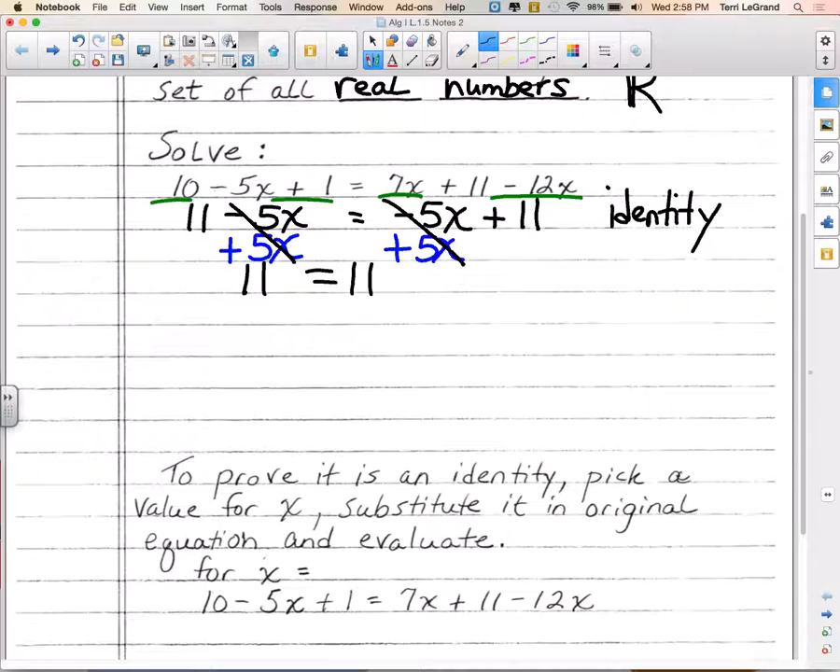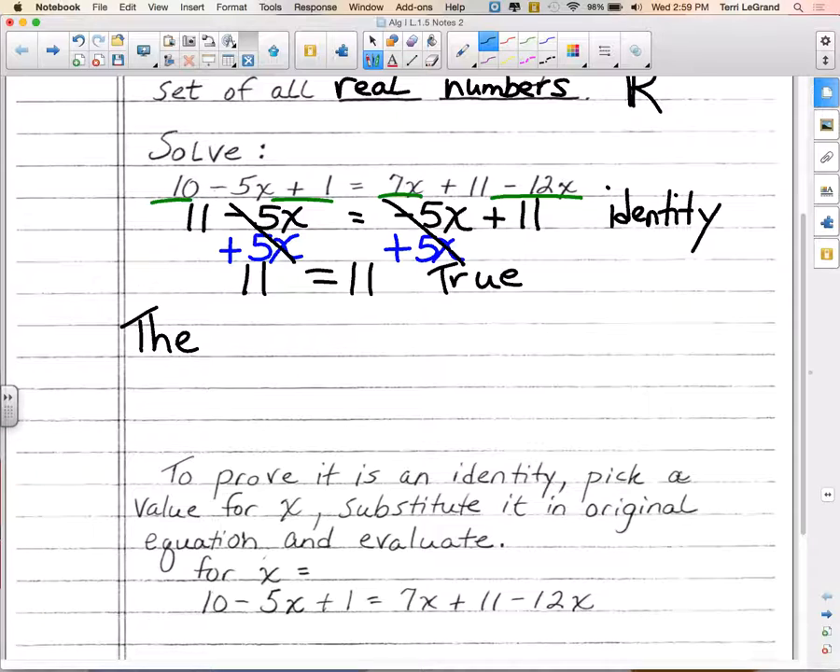And what's true about this statement? 11 equals 11. What do you want to say about that? True or false? That's true, isn't it? Let's say this is true. You know what? I'm feeling kind of good about that. At least that's a true statement. Well, so this is what should happen when you're solving an identity.